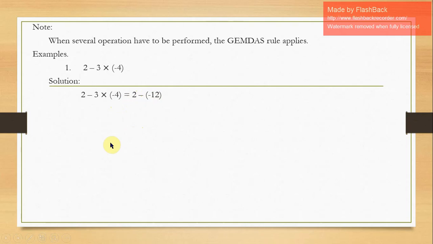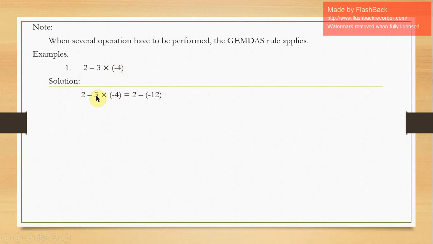Because, based from the rule, we need to follow this GEMDAS. Anong operation sa given natin? Subtraction and multiplication. So, anong nauna? S or M? Nauna yung M, so we need to multiply first. Mamaya na yung subtraction, multiplication first. So, we need to multiply 3 times negative 4.